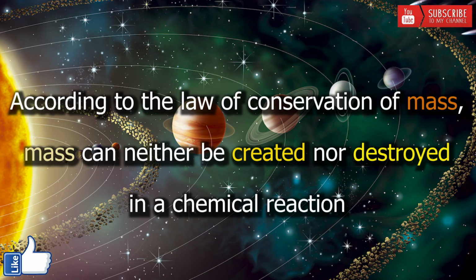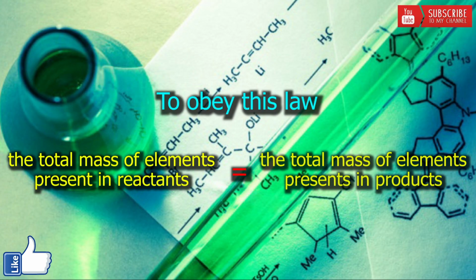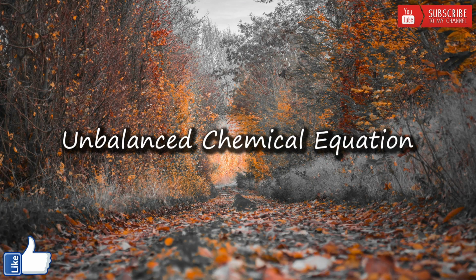According to the law of conservation of mass, mass can neither be created nor destroyed in a chemical reaction. To obey this law, the total mass of elements present in reactants must be equal to the total mass of elements present in products. Unbalanced chemical equation.